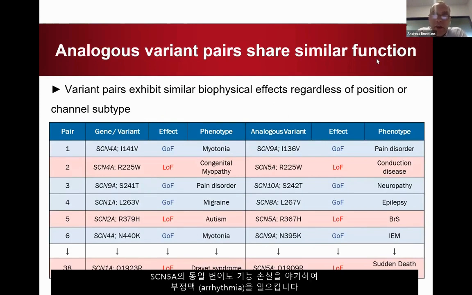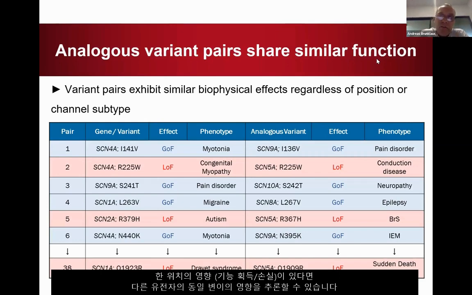And in SCN5A, this same variant also gives you a loss of function and causes an arrhythmia. Or for example, in row 5 in SCN2A, you've got a loss of function that gives you autism. In SCN5A, at the same position, you also find a loss of function that gives you Brugada syndrome. So if you know the effect at one location, you can actually infer the effect of that particular variant in a different gene.